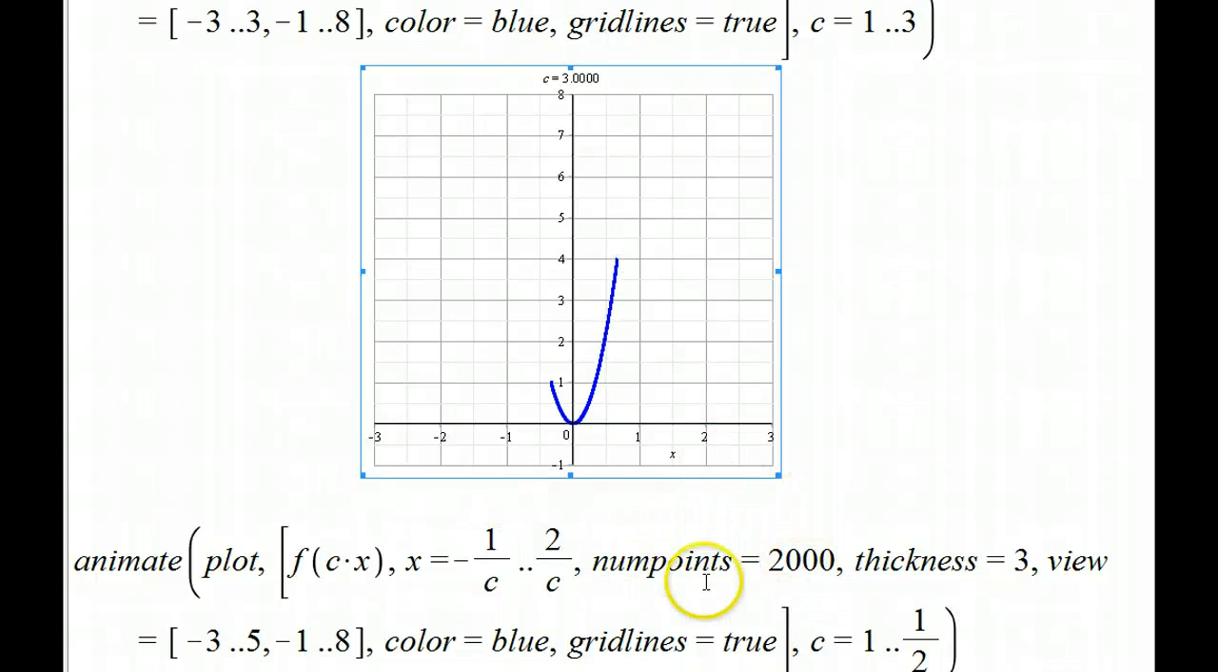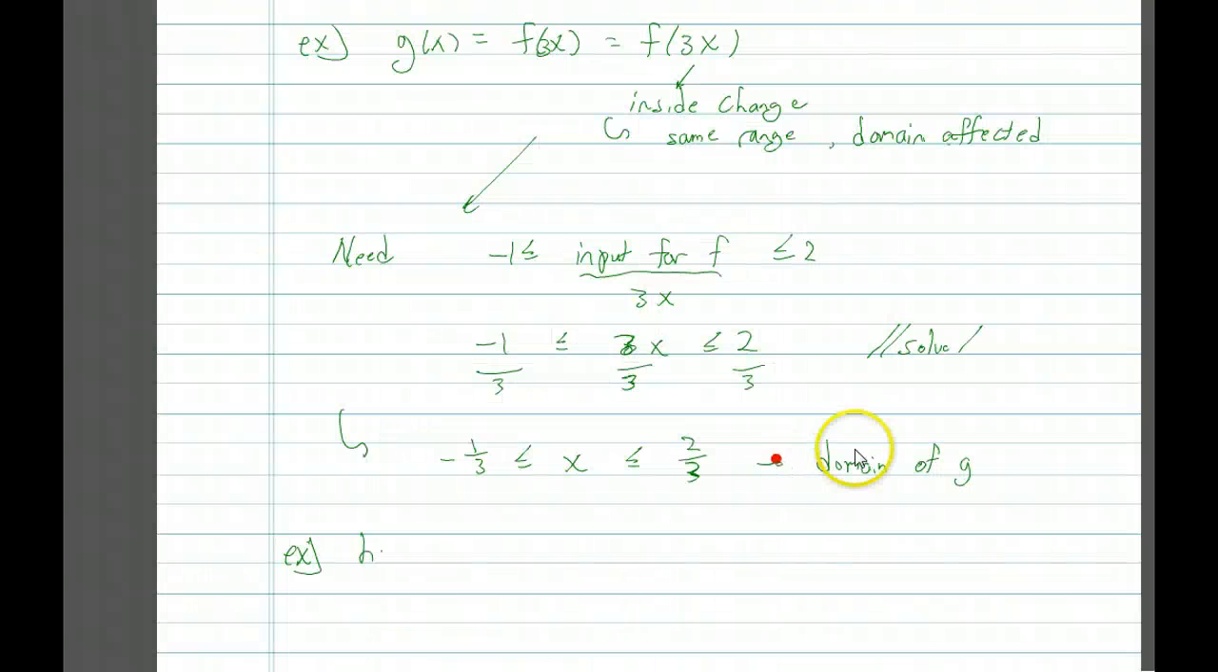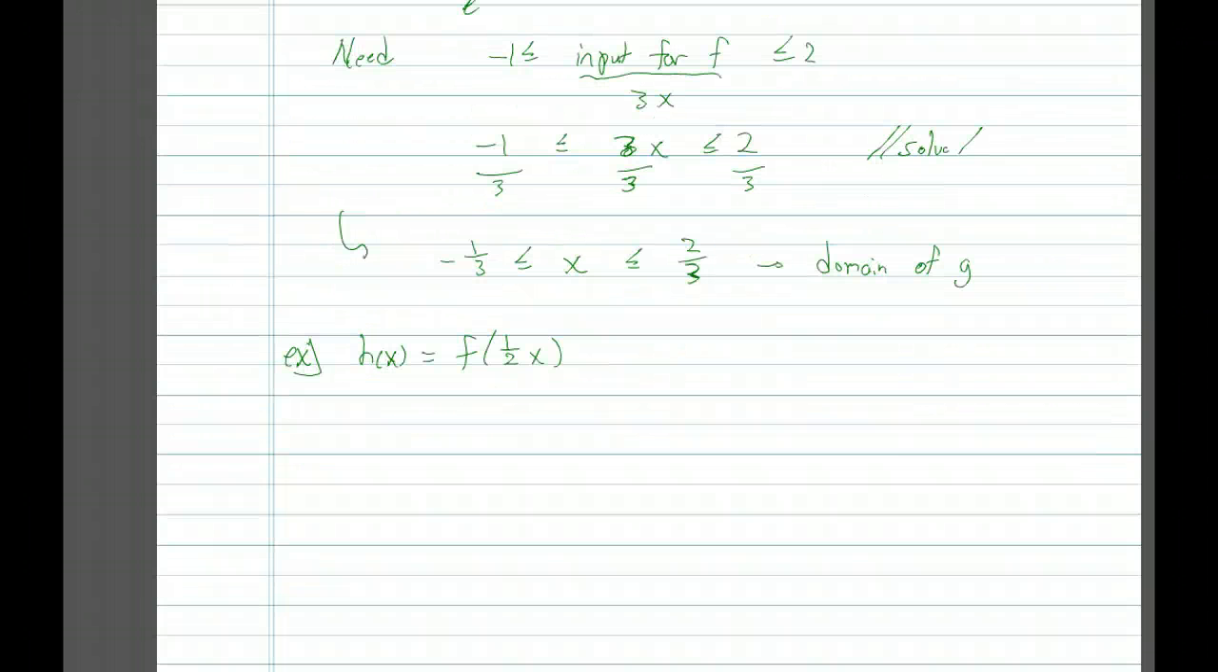We saw why that happened when we solved the inequality. The reason it's getting smushed by a factor of 1/3 is because you're taking each endpoint and dividing it by 3, multiplying it by 1/3. All right, let's look at the other example. The other example was h of x defined by the formula f of 1/2 x, and we're going to play a very similar game here. We know that we're talking about an inside change. The range will be unaffected. The domain will be affected.